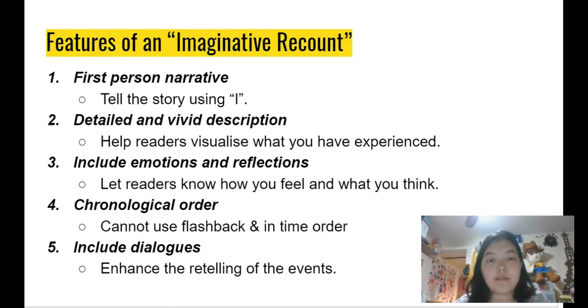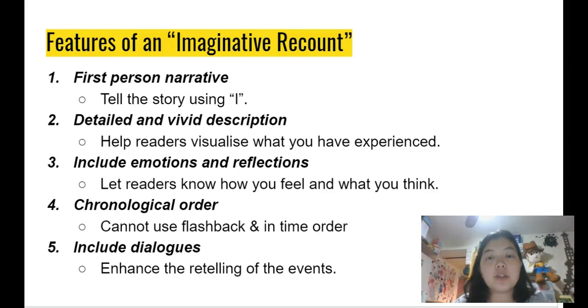Remember, there are 5 things that you need to follow. Number 1, it has to be written in first person narrative, so you need to tell the story using I. So you cannot write it as if you are looking at the story from the outside. No, you need to tell the story as if you are the one in the story. Okay, so use I, first person narrative.